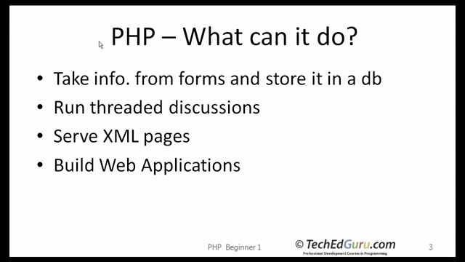So what kind of things can PHP do? Many. For example, it can take info from web-based forms and use it in many different ways. For example, store it in a database, create conditional pages depending on what the form said, set cookies for later use. It can authenticate and track users. It can run threaded discussions on your site. It can serve different pages to people using different browsers or devices. It can publish an entire website using just a single layout template. It can also serve XML pages.